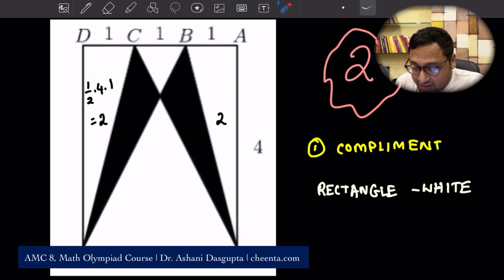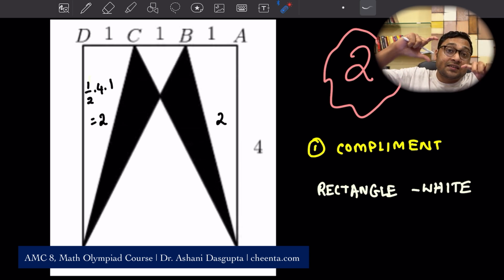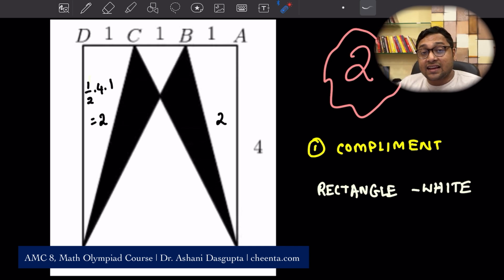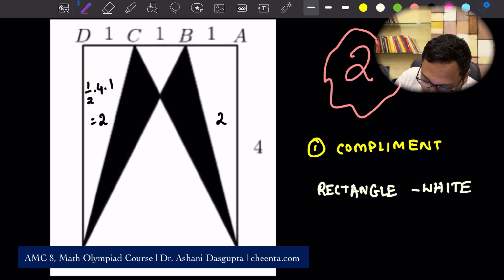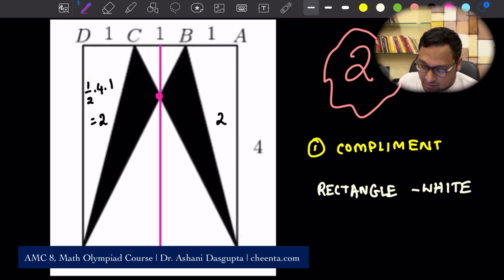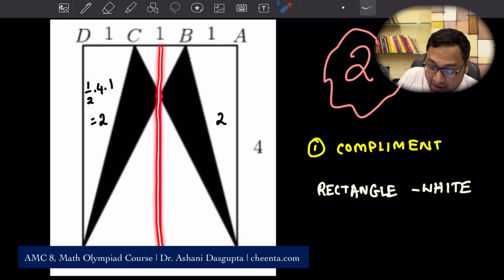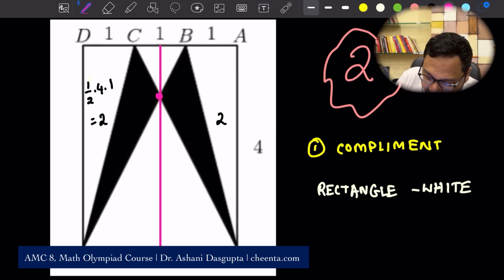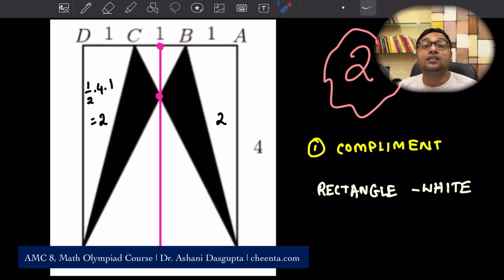The tricky part is to find out the area of this piece and this piece. If we can find the area of these 2 pieces, then we can just deduct all 4 pieces from the area of the rectangle, and we will find the black region. Okay, so how do we do that? So let's drop a perpendicular from this point here, and let's drop a perpendicular from this point here. So this is just a straight line, and by symmetry we can say that this point is in the middle of AD.